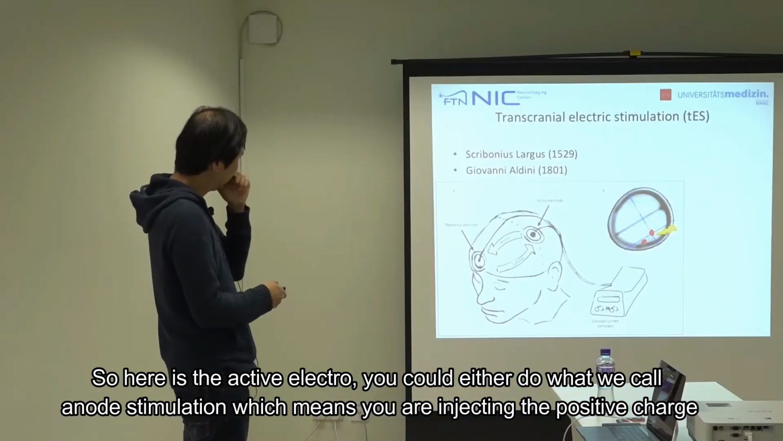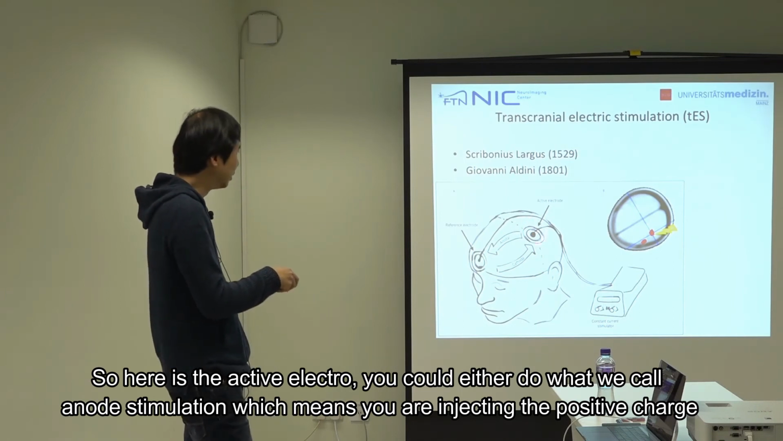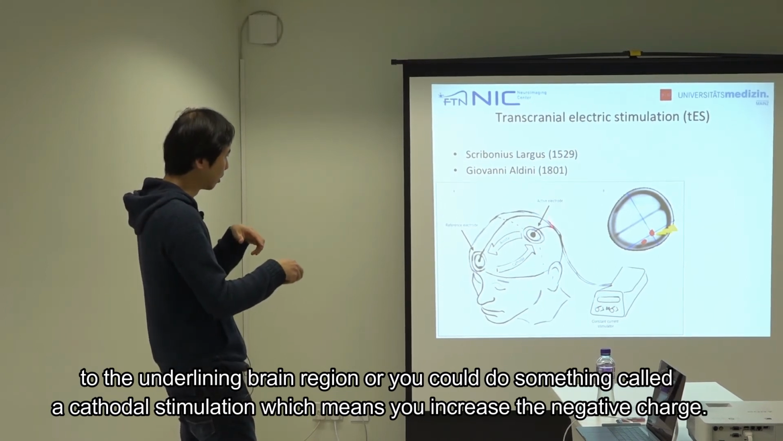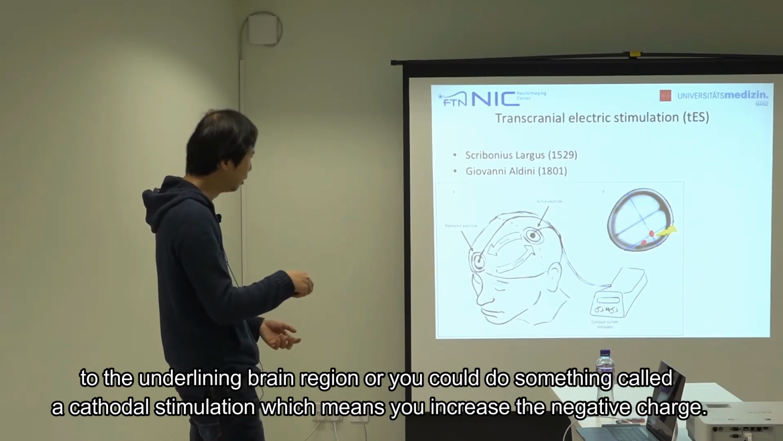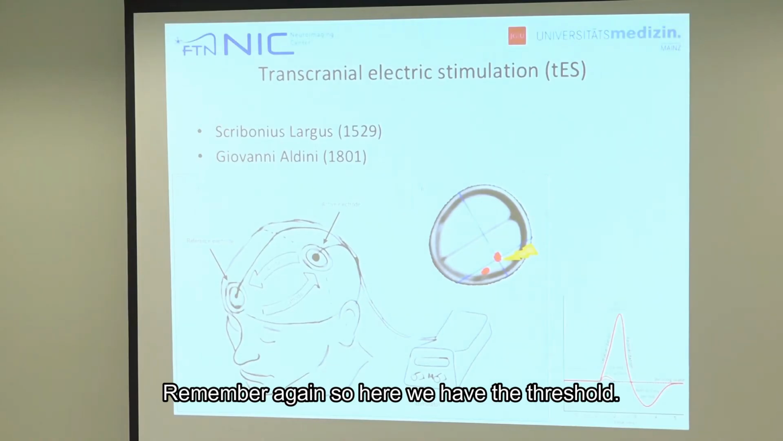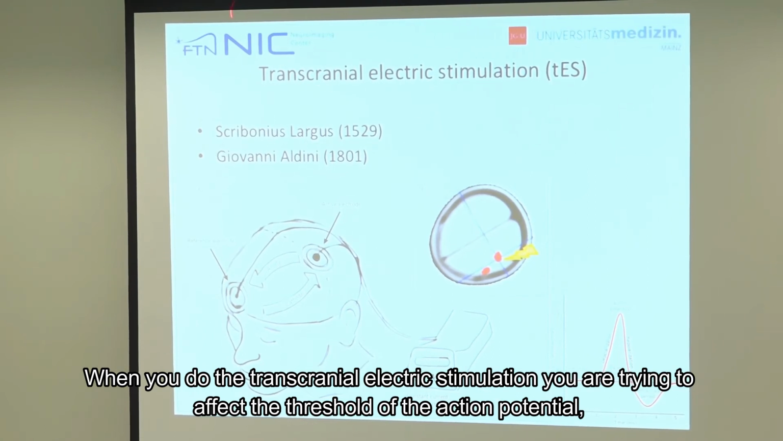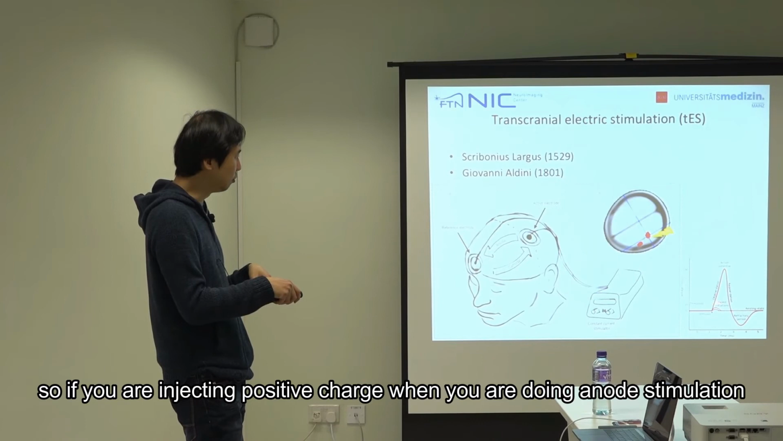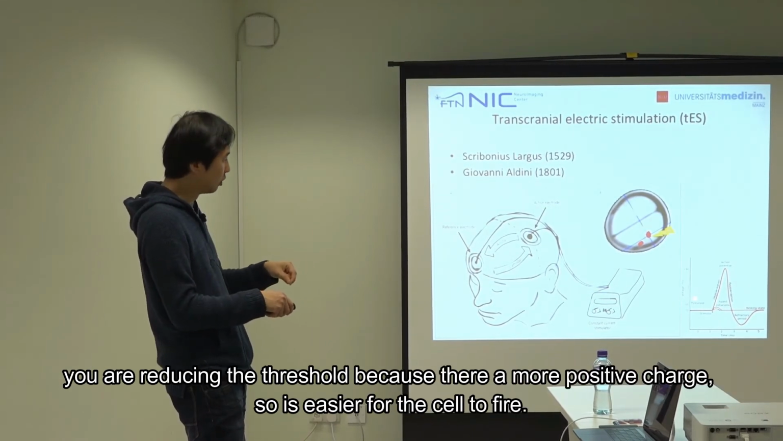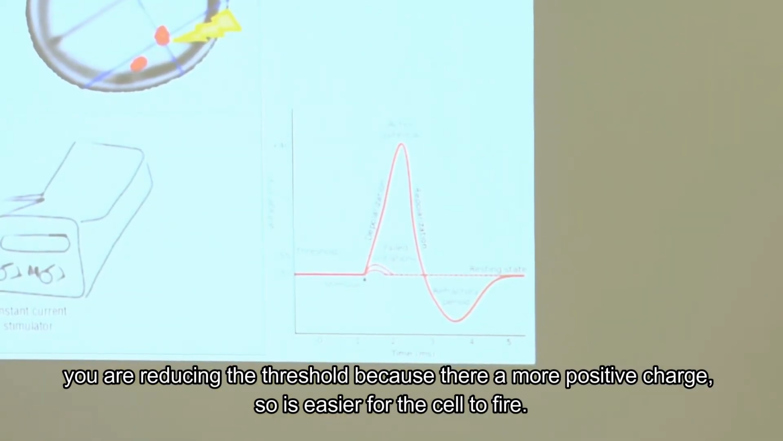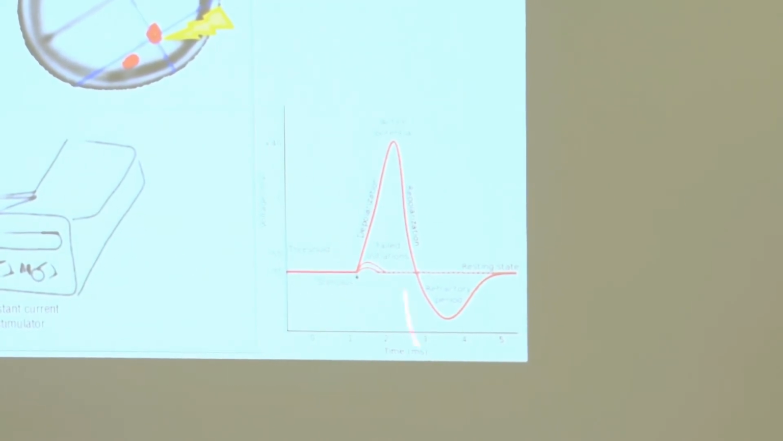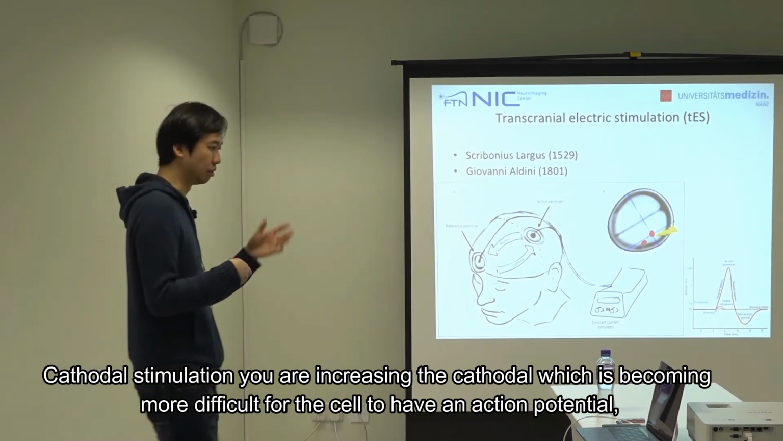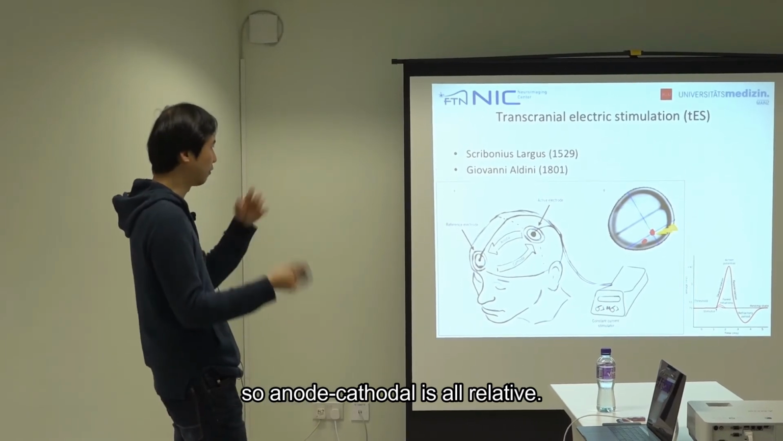So here is the active electrode. You could either do what we call anodal stimulation, which means you are injecting positive charge to the underlying brain region, or you could do cathodal stimulation, which means you increase the negative charge. Remember again, here we have the threshold. When you do this transcranial electric stimulation, you are in fact trying to affect the threshold of the action potential. If you are injecting positive charge, when you're doing anodal stimulation, you are reducing the threshold because there is more positive charge, so it's easier for the cell to fire. But for cathodal stimulation, you are increasing the threshold, which makes it more difficult for the cell to have an action potential. So anodal and cathodal are all relative.